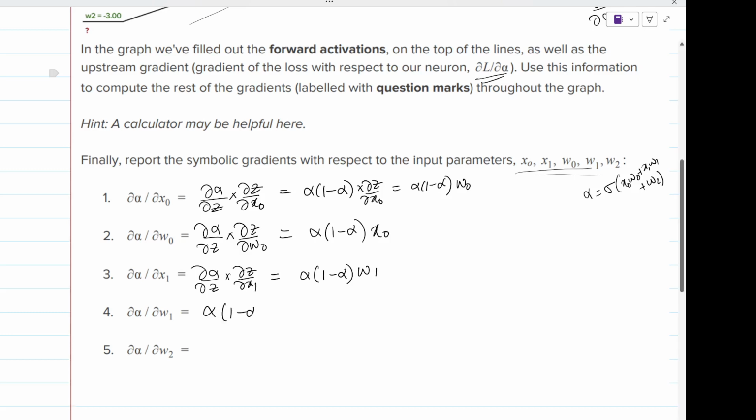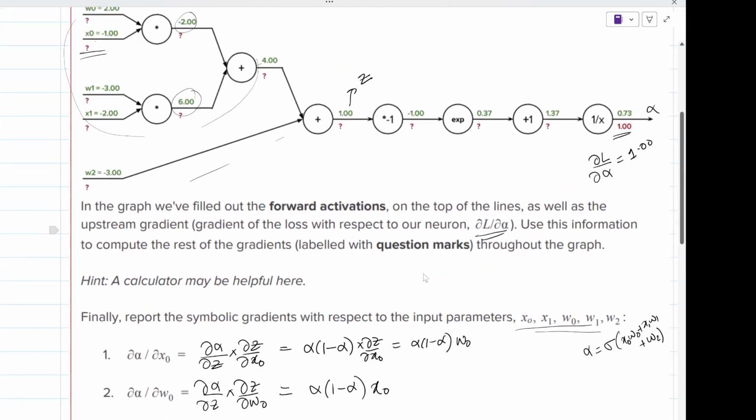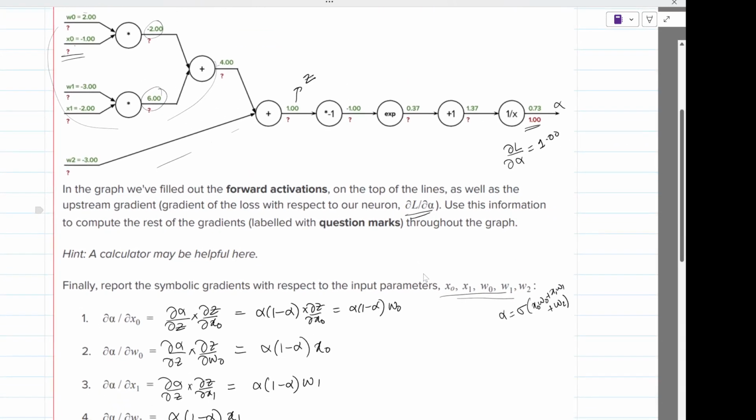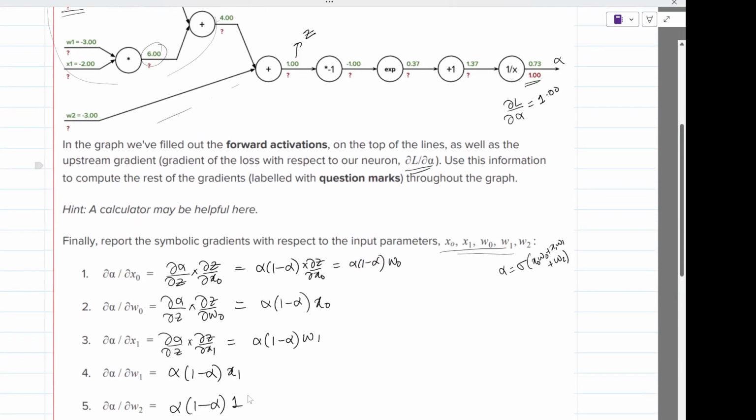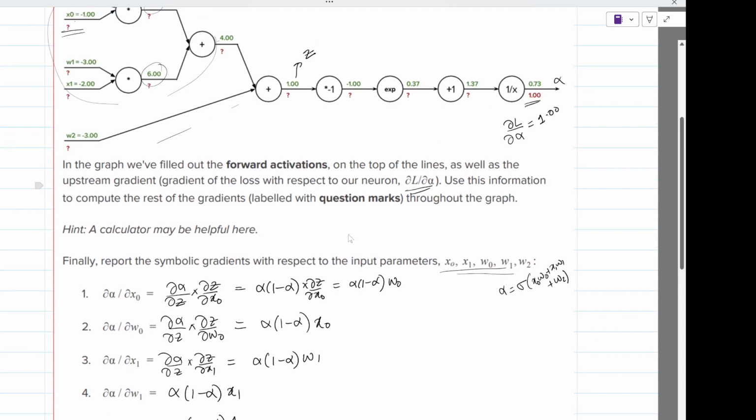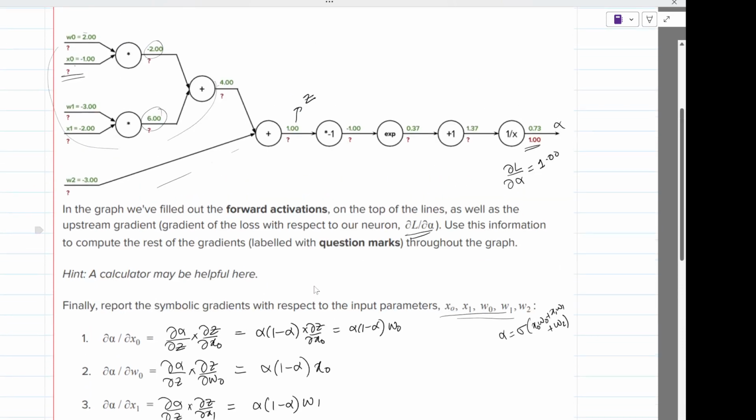Here you will have alpha into 1 minus alpha into x1. Here you will have alpha into 1 minus alpha into 1, because the w2 coefficient is 1. And now these values can be substituted to get the exact values. The alpha value is 0.73, and x naught, w naught, all are given here.